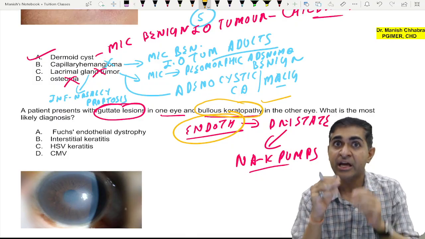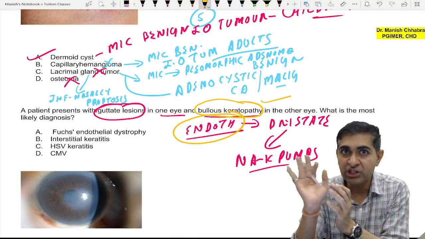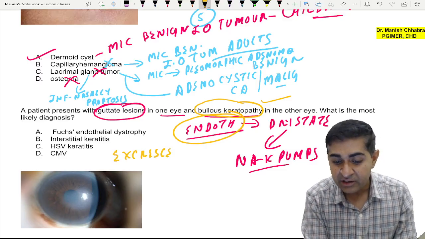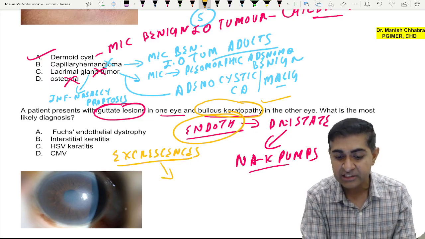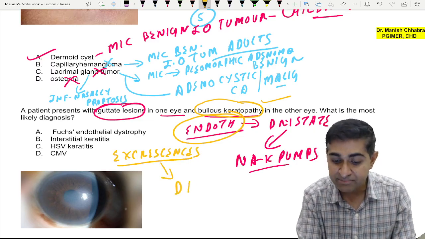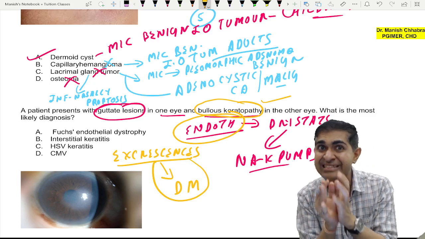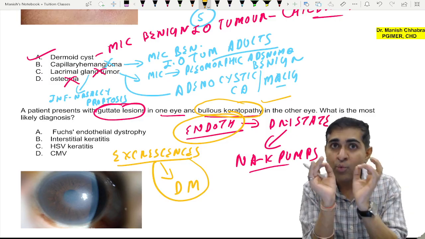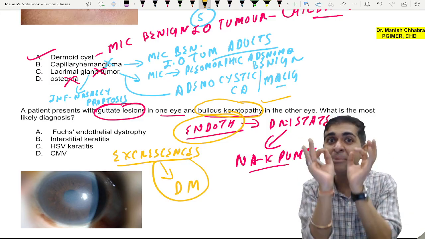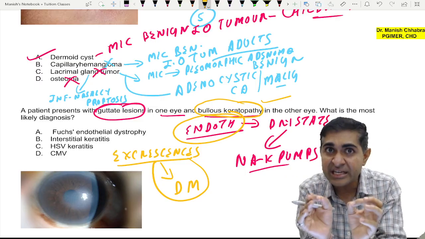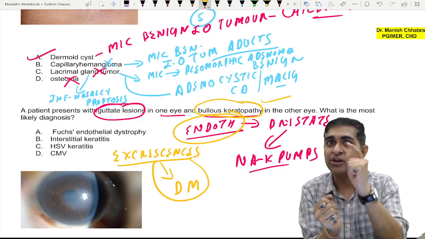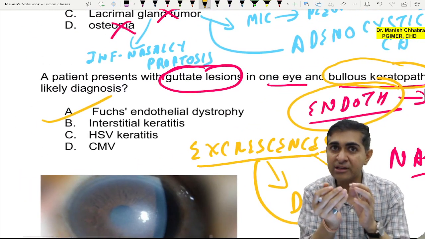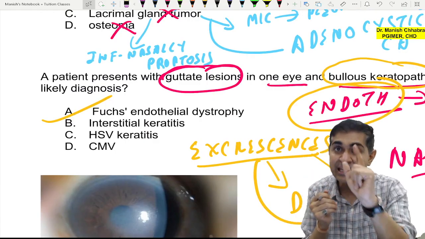Number 1. Second, if there is damage to the endothelium, there is formation of excrescences, which get deposited on the Descemet's membrane of the cornea. These excrescences are secreted by the dying endothelium cells. Okay, now why are the endothelium cells dying? Because of one dystrophic disease of the cornea, that is Fuchs endothelial dystrophy. Okay, now based on the different options, let's eliminate them.